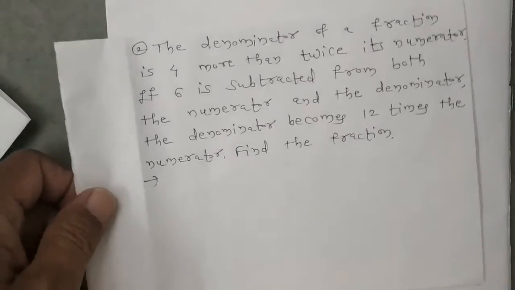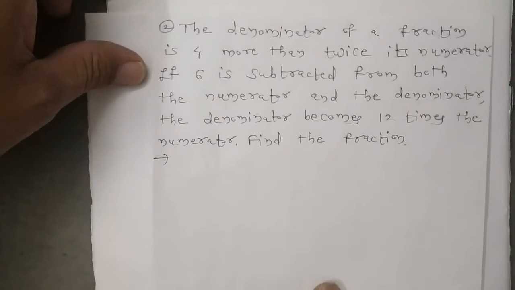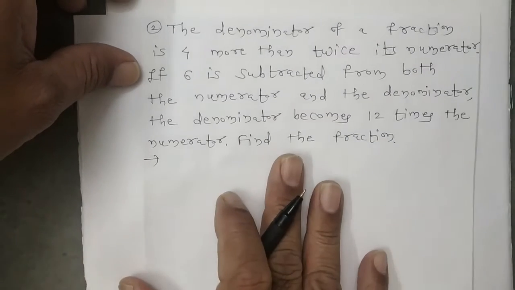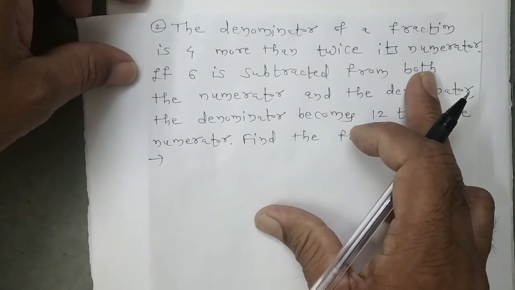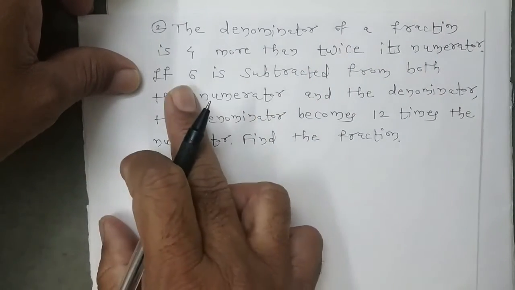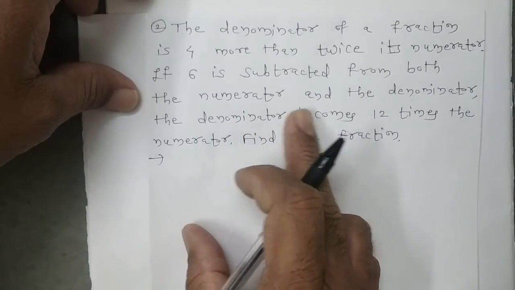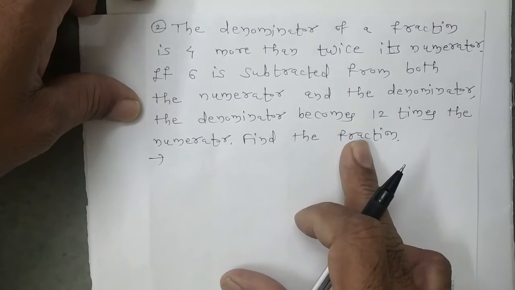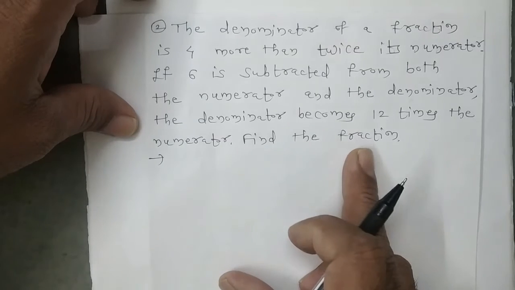Now we will see the second example. Second example: the denominator of a fraction is 4 more than twice its numerator. If 6 is subtracted from both the numerator and the denominator, the denominator becomes 12 times the numerator. Find the fraction.